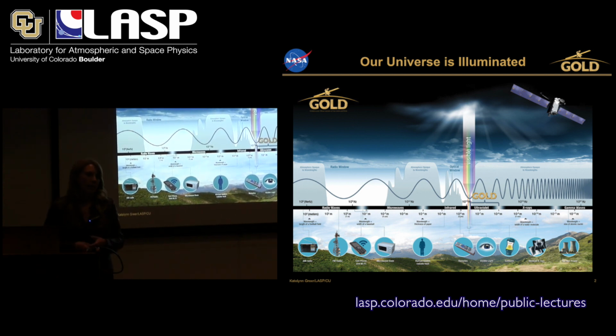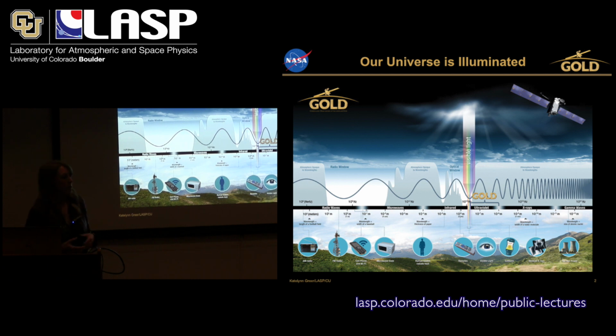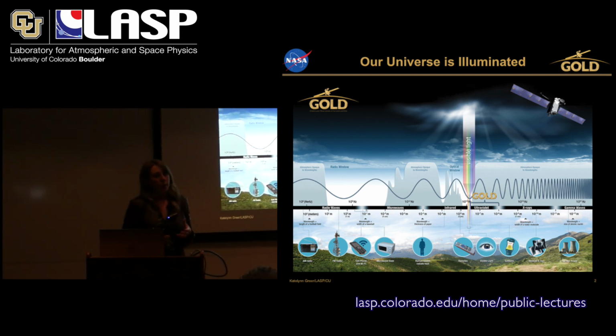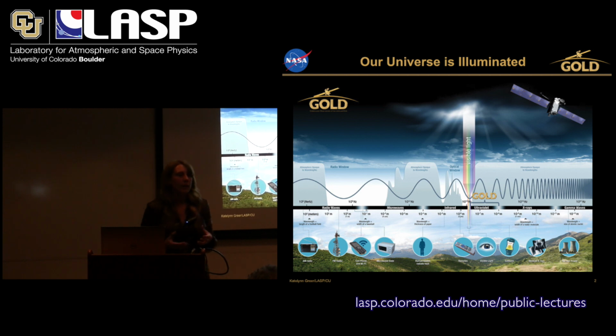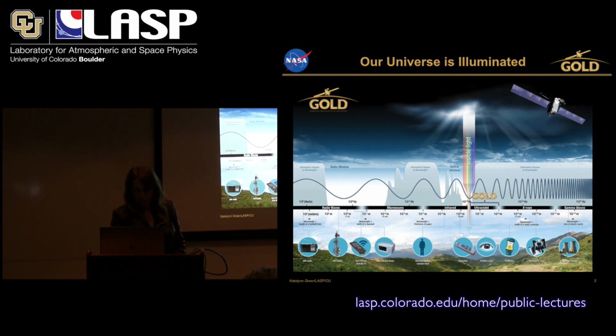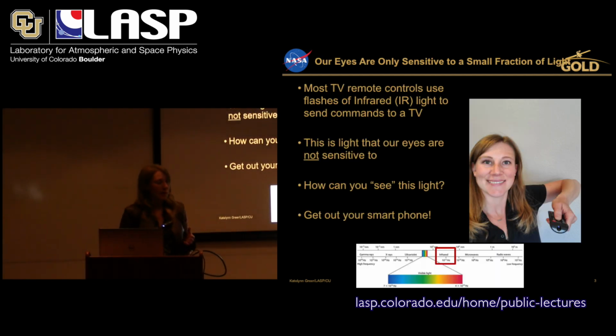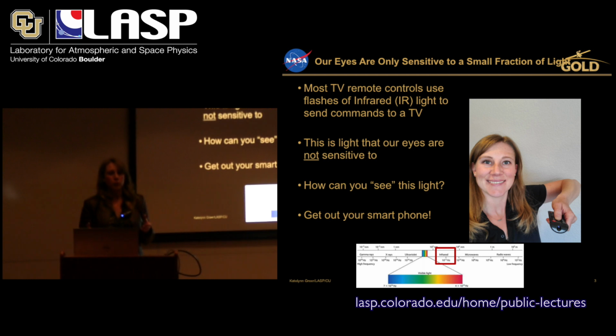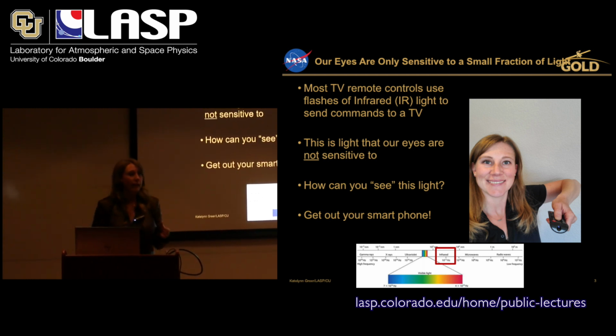As a scientist, I take advantage of these different properties to explore the universe around us, and closer to home, our Earth. So how do we see these features if we can't see the entire wavelength of Earth, or the universe? Well, we build instruments to see for us. For example, most remote controls for our TVs use flashes of infrared light to communicate with your TV. This is light that our eyes are not sensitive to. This is on the wavelength side that is longer than our eyes are sensitive to.